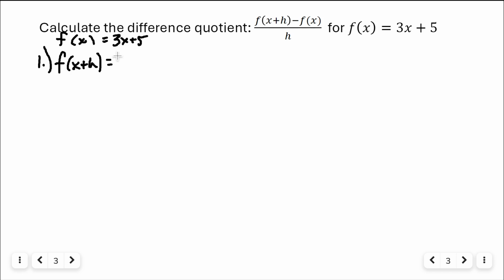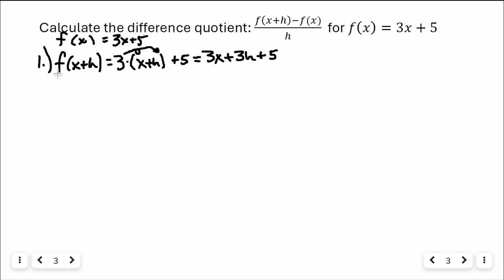So I'm going to write it down. So I have a 3 here. In place of this x, I'm going to put an x plus h. Okay, and then I'm going to put a plus 5 because that's all part of f of x. And this is f of x plus h. Now, I'm actually going to multiply this out. I'm going to distribute the 3, it gives me 3x plus 3h plus 5. That is my f of x plus h.